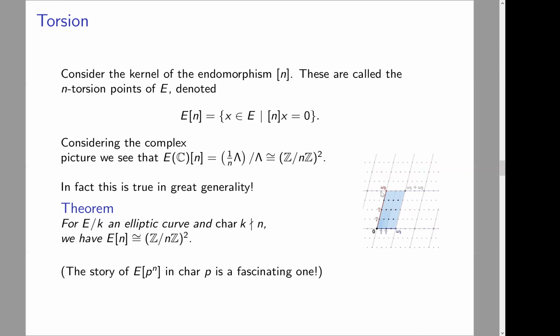Well, if I take this elliptic curve, so the elliptic curve is the complex numbers modulo this lattice generated by omega 1 and omega 2, and I multiply by 4, what does the kernel look like? Well, certainly 0 is in the kernel, but also anything whose fourth multiple lands inside the lattice is also in the kernel.